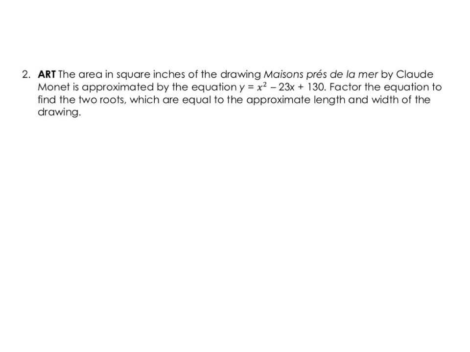By Claude Monet is approximated by the equation y equals x squared minus 23x plus 130. Factor the equation to find the two roots, which are equal to the approximate length and width of the drawing. So if we find our two roots by factoring, then we're going to find the approximate length and width of the drawing. So our goal is to factor the equation to find the two roots. And that'll give us length and width.